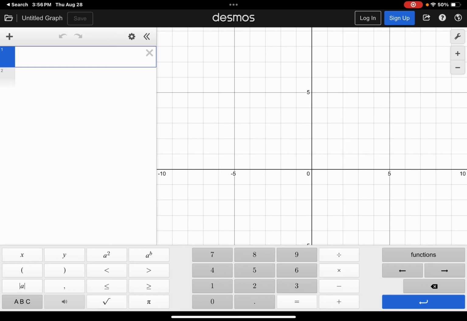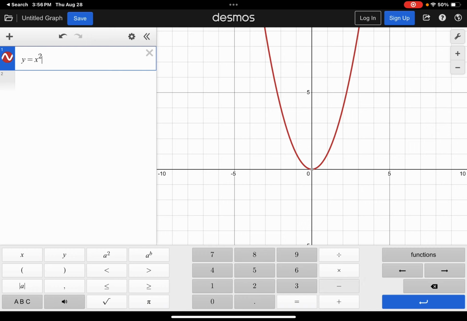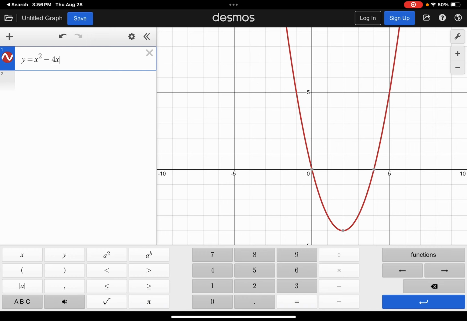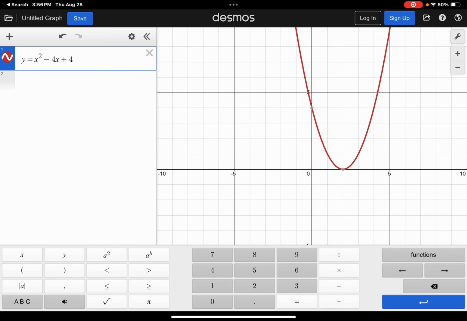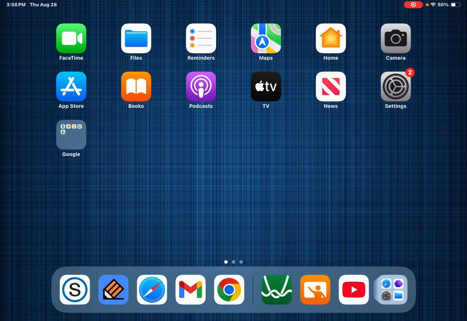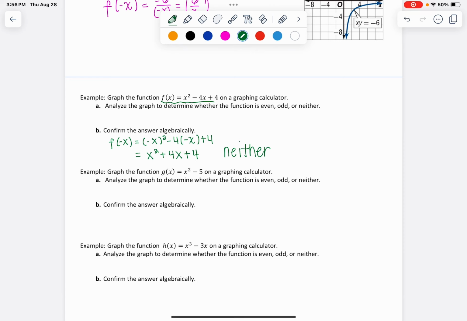So that was f of x equals, or y equals, it doesn't matter, I'm gonna put y equals. And then it was x squared minus 4x plus 4, I want to say. I think that's a good memory. Okay, so if you look at this, it's not symmetric over the y-axis and it doesn't have 180-degree rotational symmetry. There is symmetry, it's just over the line x equals 2, which is not what we're looking for. So we went ahead and confirmed that no, this is neither.